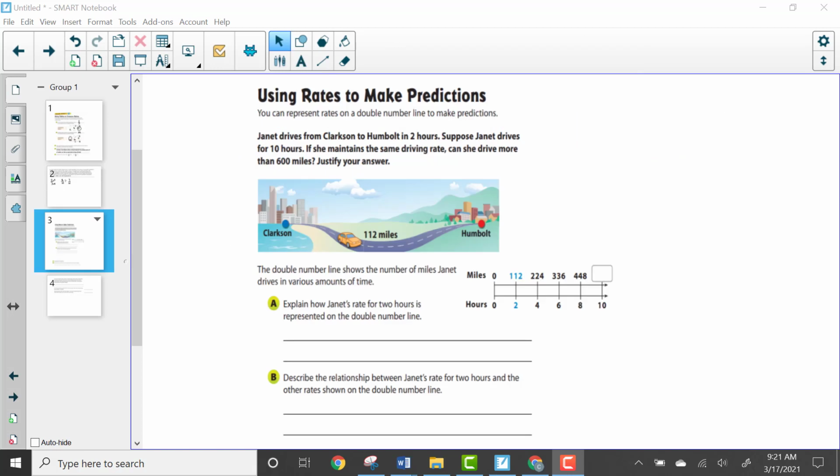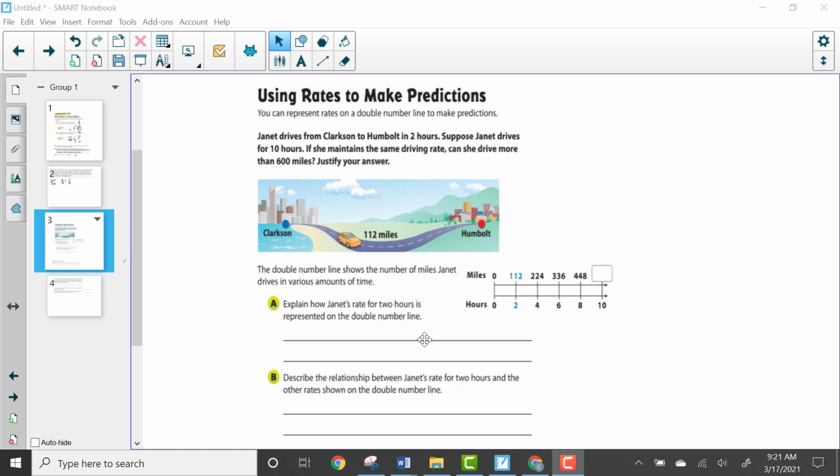Now let's look at page 163, and we're going to look at how we can use rates to make predictions. Now, you can see for page 163, there's something that you may have not seen before, over here, and that's what's called a double number line. And you can use a double number line to make predictions.